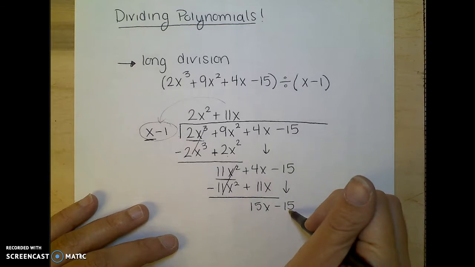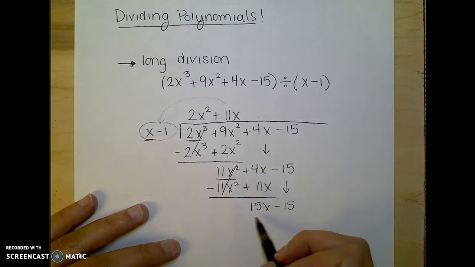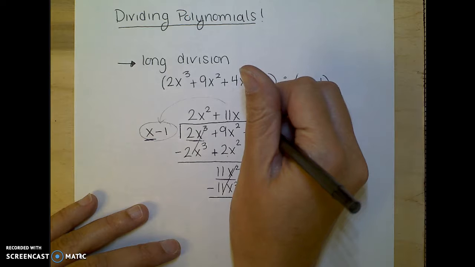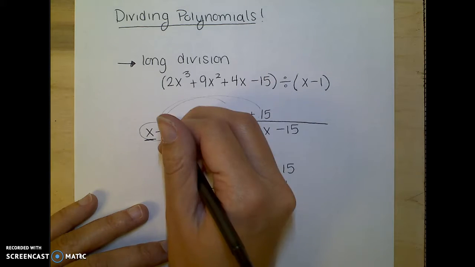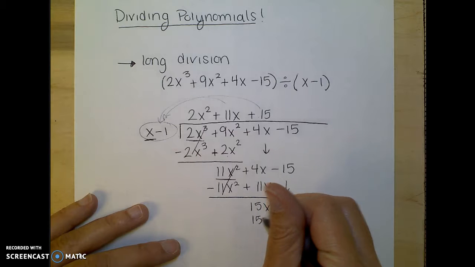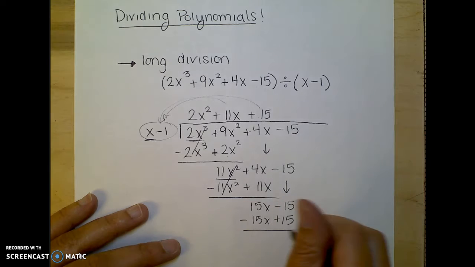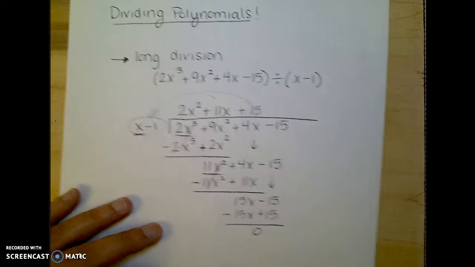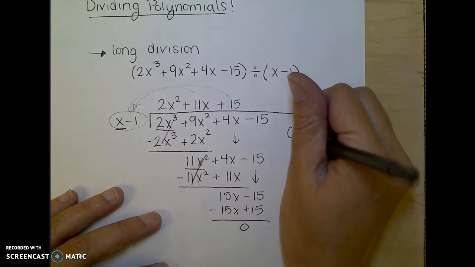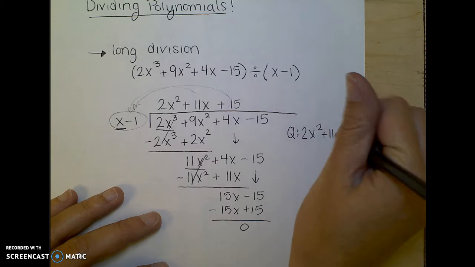Now once I've dropped that last one down, this is the last time I need to go. So I think, what times x will get me 15x? So 15. I multiply the whole thing, so 15x minus 15. Subtract, subtract. Remainder 0. Okay, now depending on what you want, your quotient is the top, so 2x squared plus 11x plus 15.